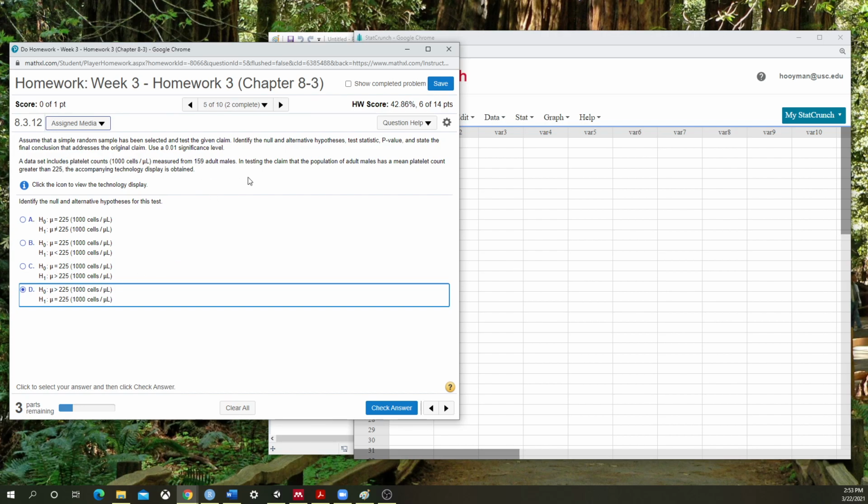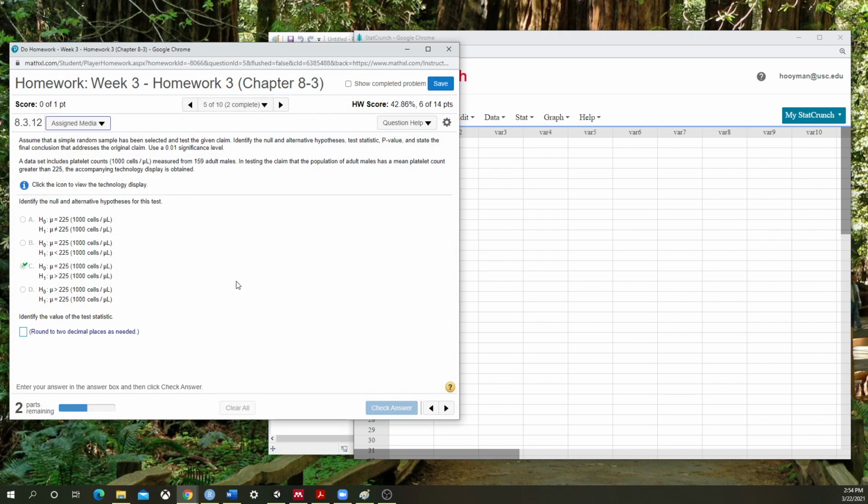So we just have to look for if the claim is greater than, less than, or not equal to. So we just kind of skim through here, measure 159 adults. The stats unit claims the population of adult males has a mean platelet count greater than 225. I'm going to select C. Great answer. Okay, now I'm going to identify the value of the test statistic given the data that it's given me. All right, so what do we have so far?